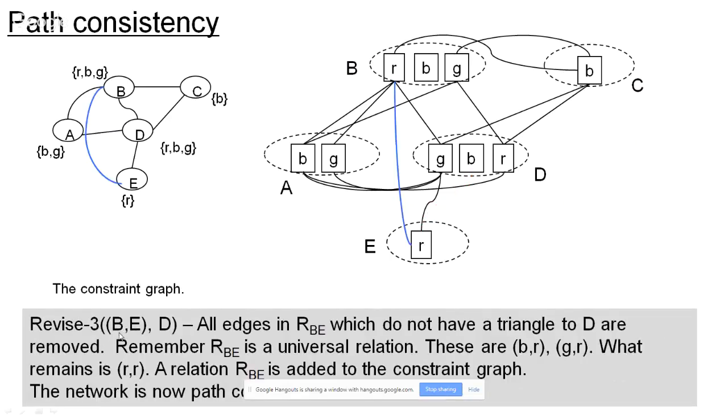And finally, if we do the edge B and E with respect to D, originally it was a universal relation, which meant it had 3 edges because there's 1 value in E and 3 values in B, and you say that any combination is allowed. But again, because we can't complete triangles with D, we end up removing 2 edges and we are left with only 1 edge. And at this point, the network is entirely path consistent, and you should be able to verify that if you take any edge between any 2 variables, you take any other variable, you will be able to make a triangle with that edge, with the 3rd variable.